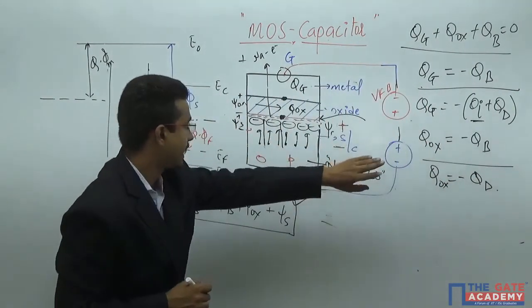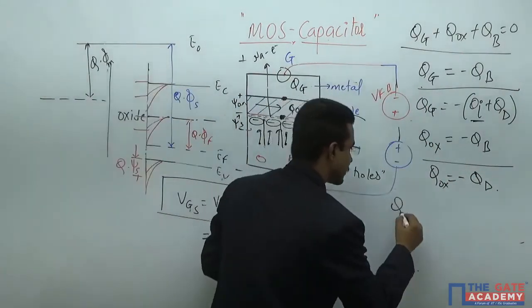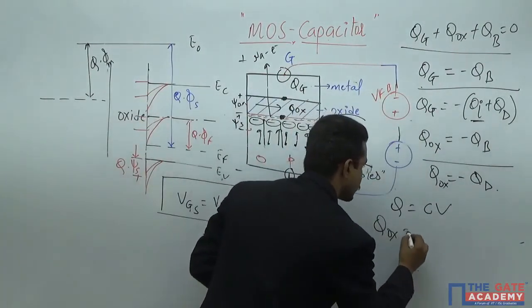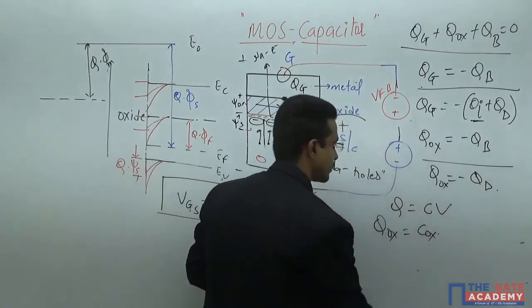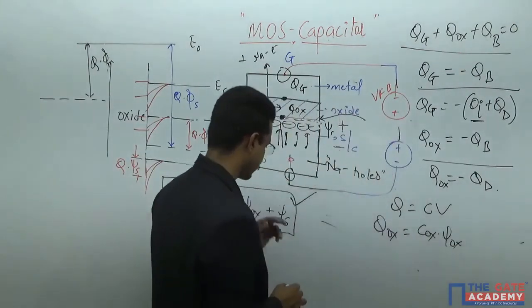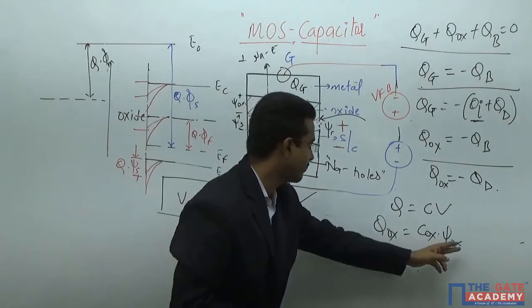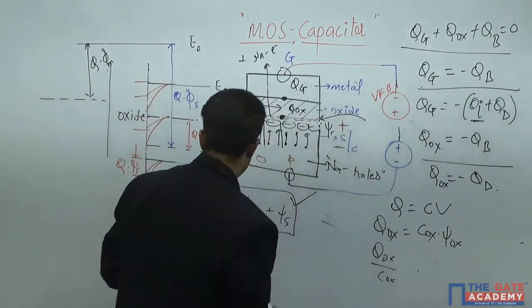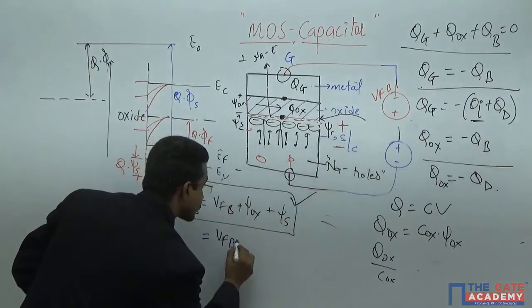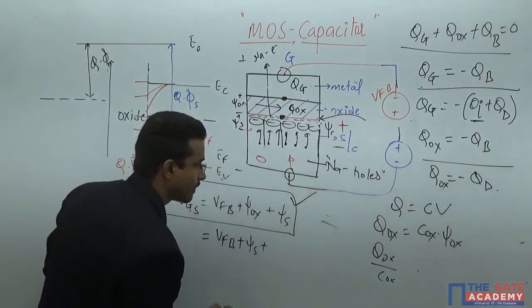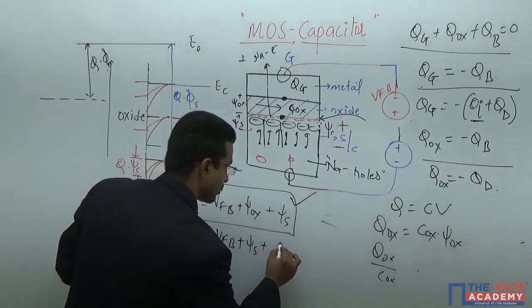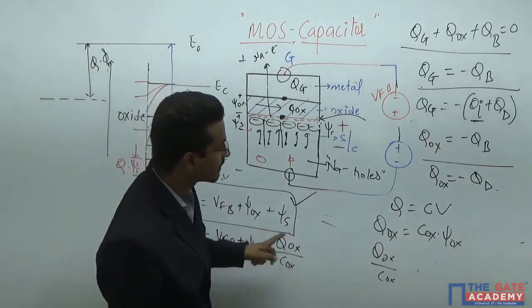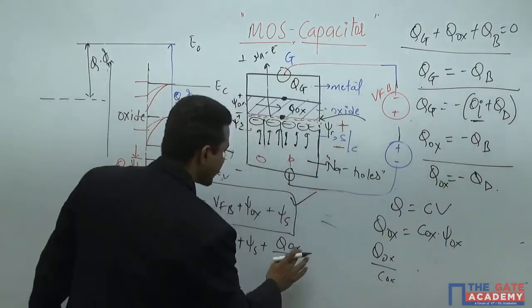Now I will paste that value here. Q equals CV, that means QOX equals COX times psi OX. So psi OX will be QOX upon COX. So VGS equals VFB plus psi S plus QOX divided by COX, and you have calculated that QOX is nothing but minus QD.